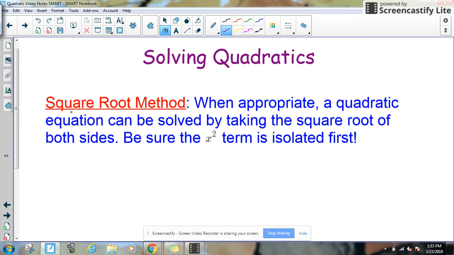So this time we're going to talk about the square root method. When appropriate, a quadratic equation can be solved by taking the square root of both sides. Be sure the x squared term is isolated first. That means the x squared term should be on one side of the equal sign with some kind of numbers on the other side. All right?